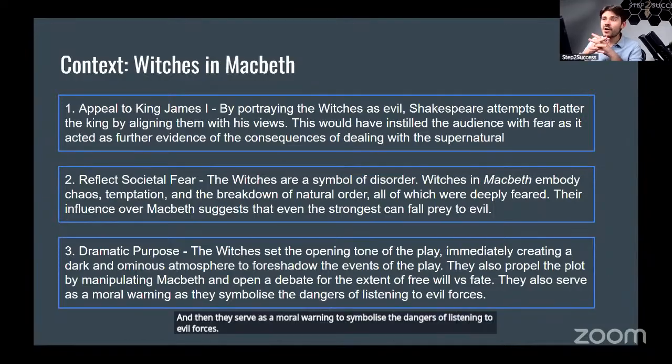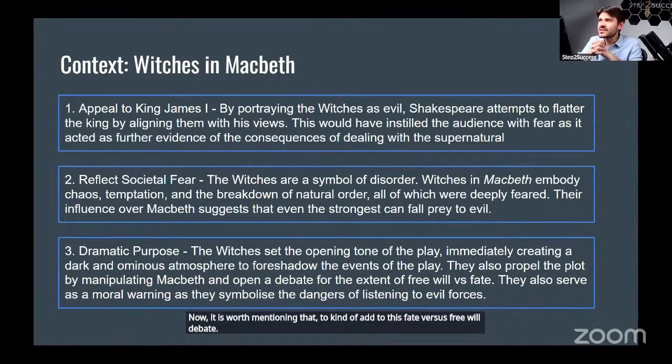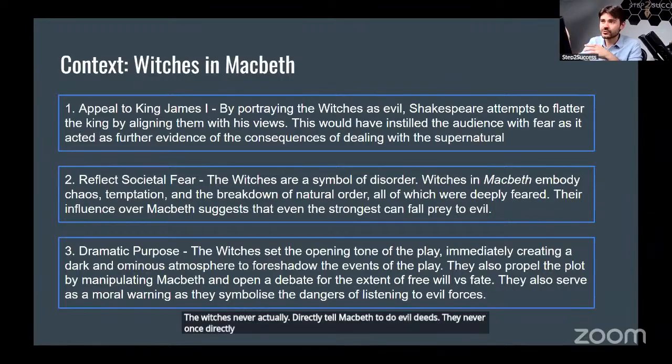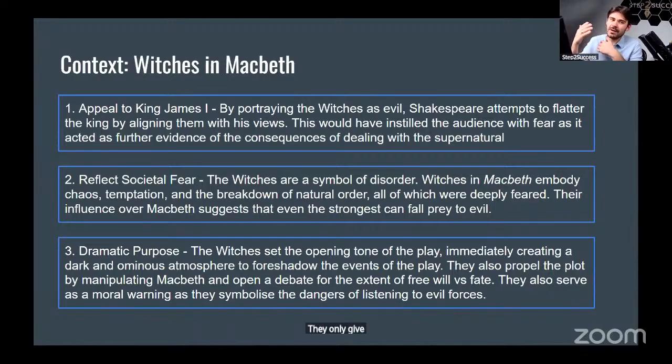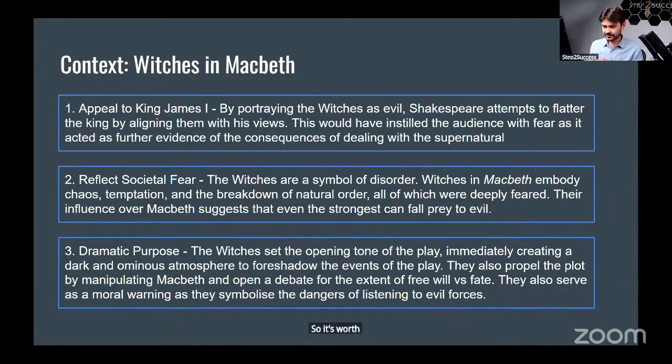Now, it is worth mentioning that to kind of add to this fate versus free will debate, the witches never actually directly tell Macbeth to do evil deeds. They never once directly say, go kill Duncan. They never say, kill your best friend Banquo. They never do that. They only give him the prophecy, which then Macbeth takes away and carries out himself. So it's worth having that in mind.